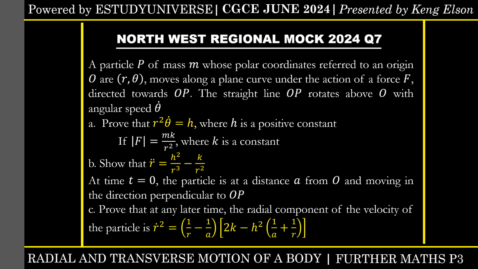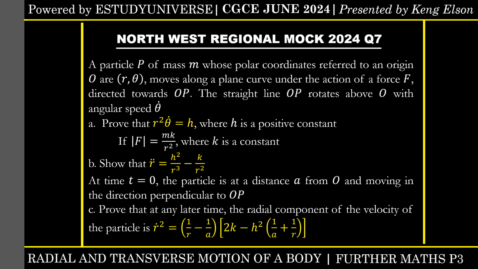Alright, so we begin with the Northwest Regional mock of 2024 question 7. The question reads: a particle P of mass m whose polar coordinates referred to an origin O are (r, theta) moves along a plane curve under the action of a force F directed towards O. The straight line OP rotates about O with angular speed theta dot. Theta dot is also omega. Now prove that r squared theta dot is equal to h, where h is a positive constant.